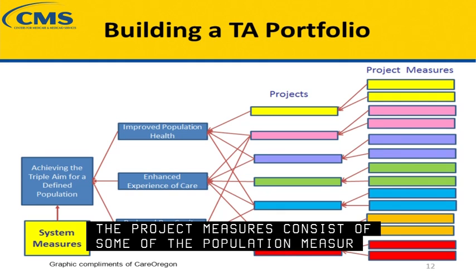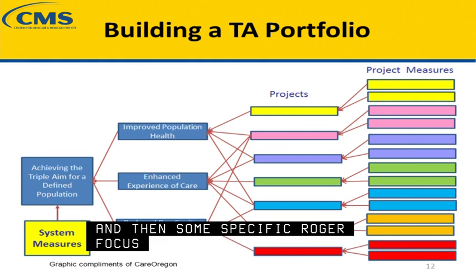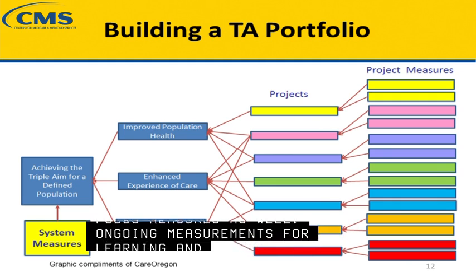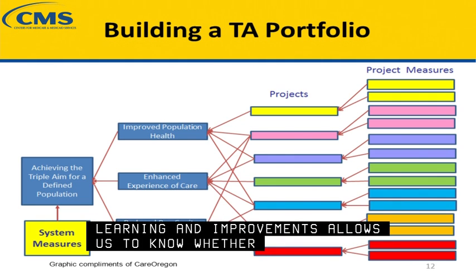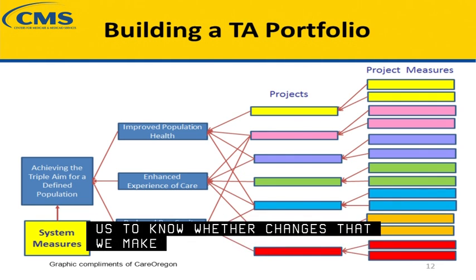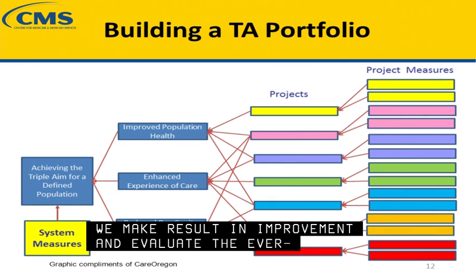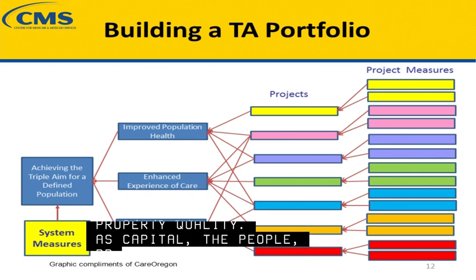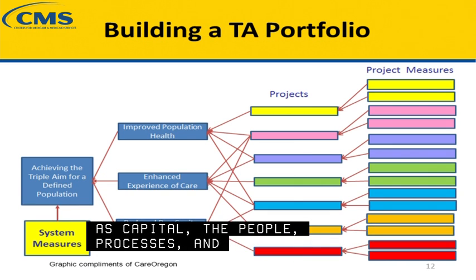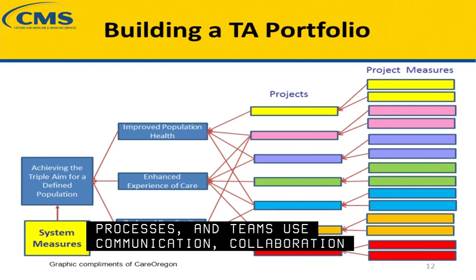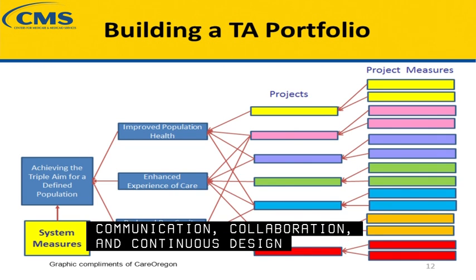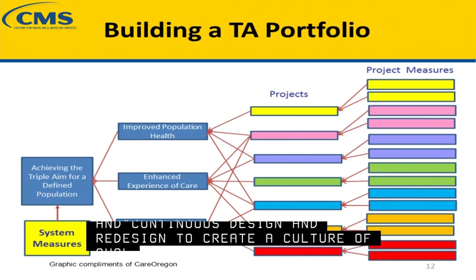Ongoing measurement for learning and improvement allows us to know whether changes that we make result in improvement and evaluate the ever-emerging property of quality. At Capital, the people, processes, and teams use communication, collaboration, and continuous design and redesign to create a culture of quality. George Park will talk about some of the teams that create and maintain the culture.